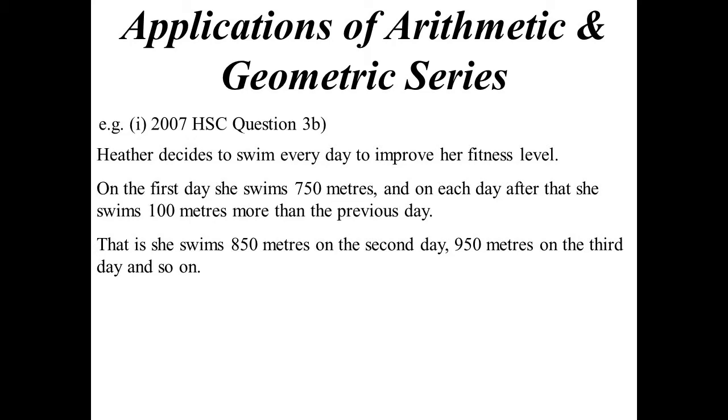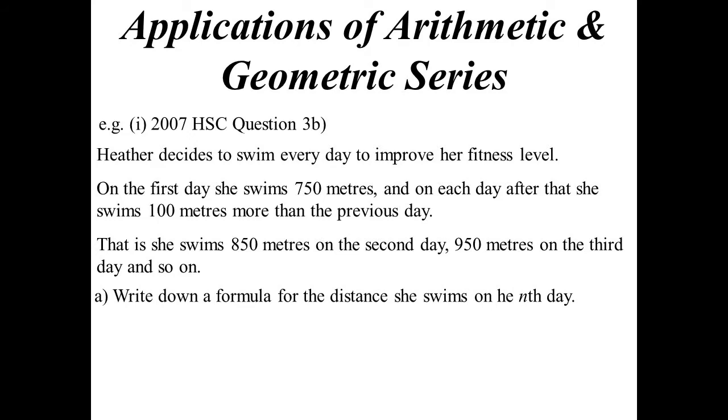And on each day after that, she says, I'm going to add 100 metres more than the previous day. Just in case you can't work out what that means, she'll then swim 850 metres on the second day, then 950 metres on the third day, and so on and so on. Write down a formula for the distance she swims on the nth day.